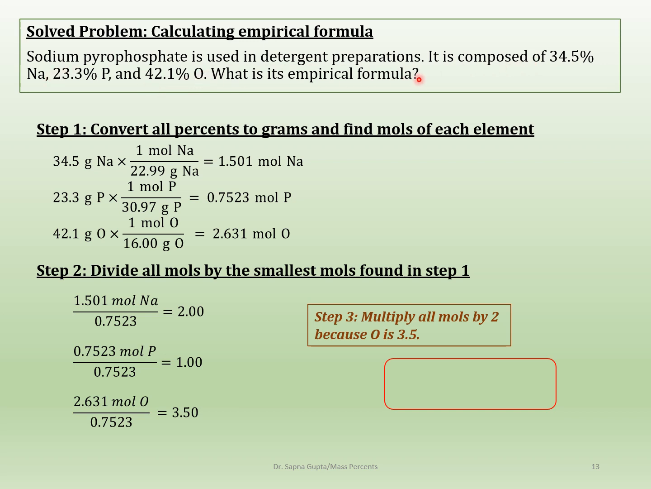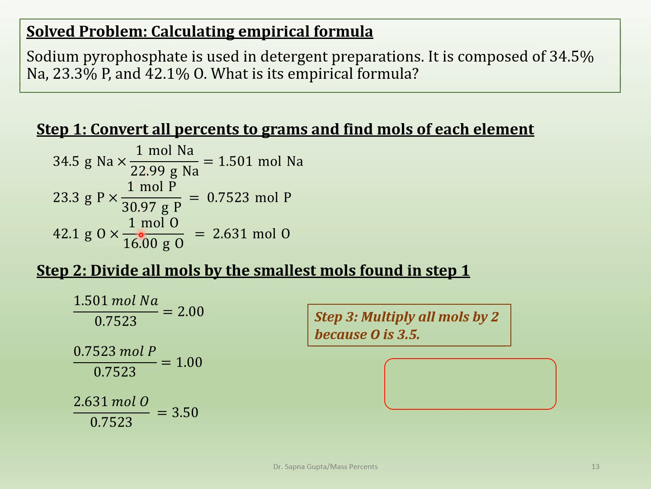So what is the empirical formula? The first step is to convert all the percents to grams and then find the moles. What does that mean? It means if you have 34.5% of sodium, it means it's 34.5 grams of sodium, because you're going to assume that the total mass of the compound is 100%, which is then 100 grams. So in 100 grams, you have 34.5 grams of sodium, 23.3 grams of phosphorus, and 42.1 grams of oxygen.